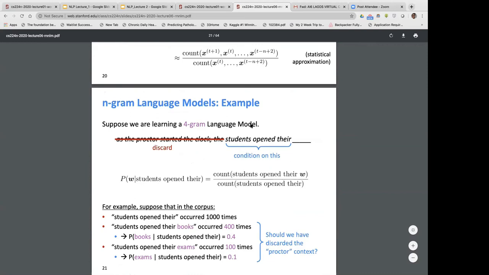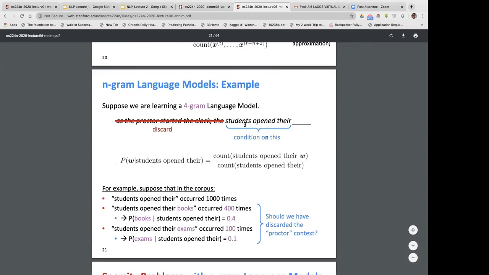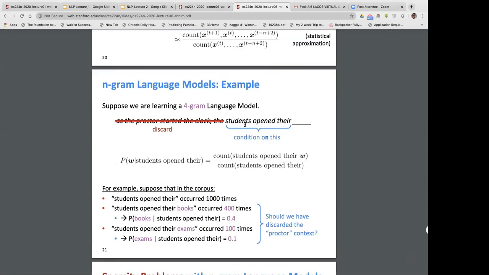You can use it to make predictions after training. So what if after training, we now want to use it to generate text? We're generating text word by word. So we now have "students open there" and we want to predict the next word.